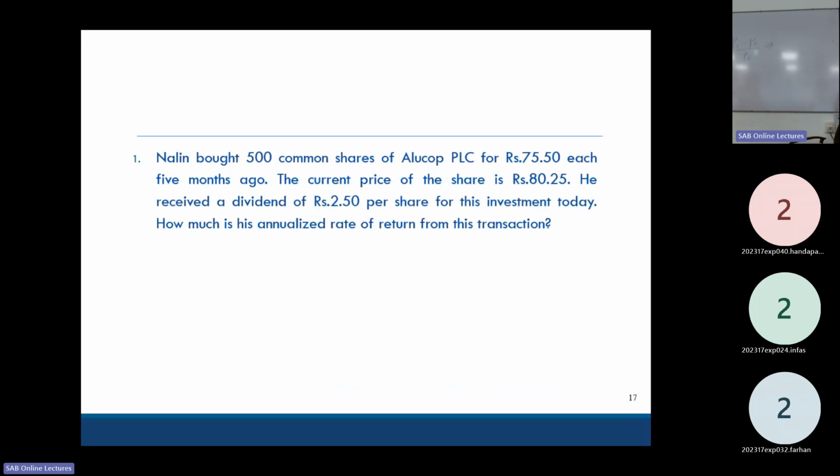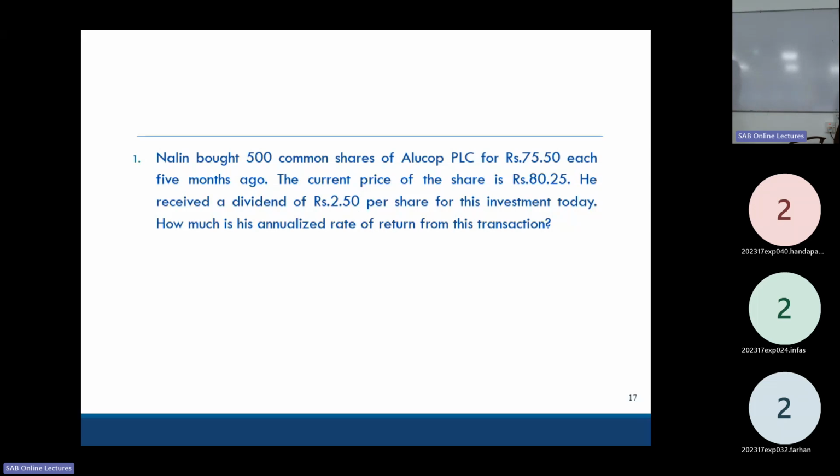During the period, 500 common shares, 3 months ago, current price is 80.25. Nalin receiving dividend today 50. What is the annualized rate of return?